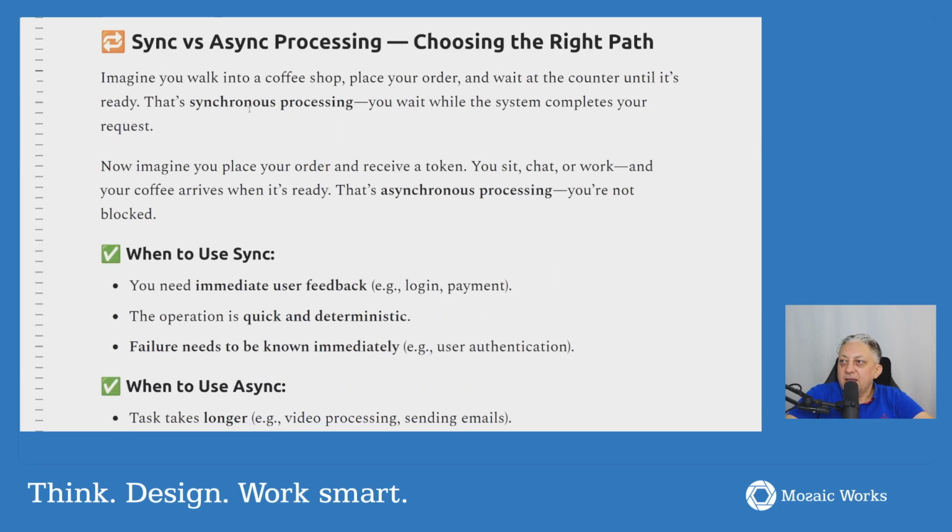Sync versus async processing. Imagine you walk into a coffee shop, place your order, and wait at the counter until it's ready. That's synchronous processing. Now imagine you place your order, receive a token, you chat or work, and your coffee arrives when it's ready. That's async processing. Or like in Starbucks, that was the Starbucks model. You go there, you pay, and then you wait at the end of the line. That's a queue-based process.